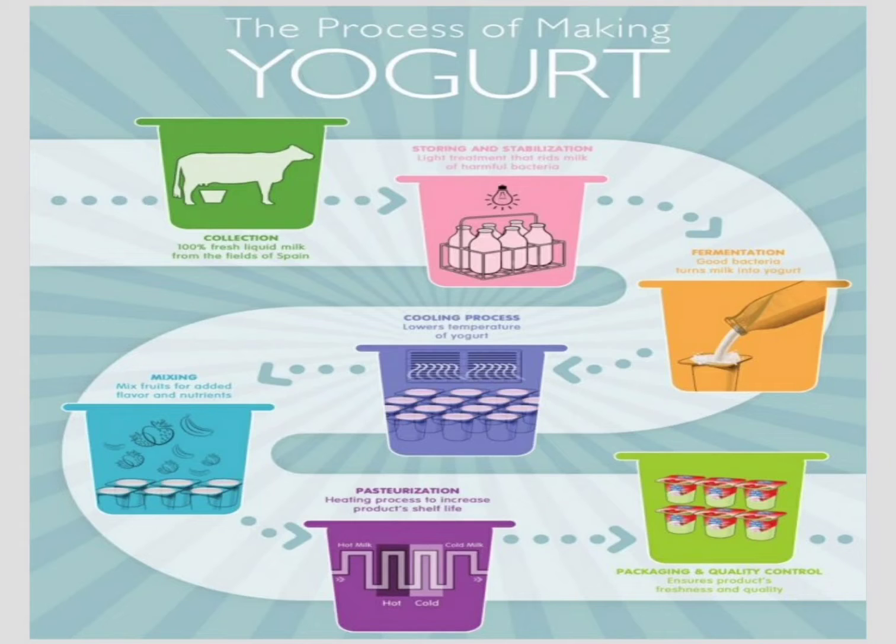It is then stored and stabilized under light. Light treatment is given to the milk so that any harmful bacteria which is present in the milk can die. After that begins the fermentation process, wherein the good bacteria is added to the milk, that is, lactobacilli is mixed with the milk and it is kept for the process of fermentation.